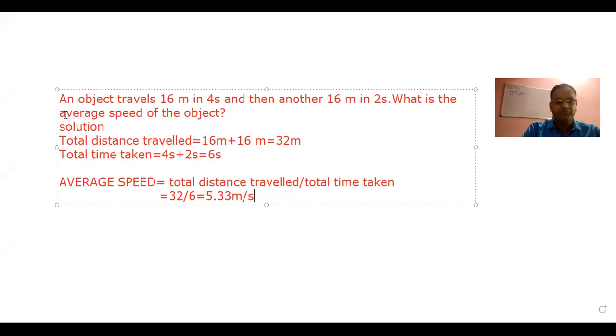That is once again the question. And I hope all of you have written this also: an object travels 16 meter in 4 seconds and then another 16 meter in 2 seconds. What is the average speed of the object?